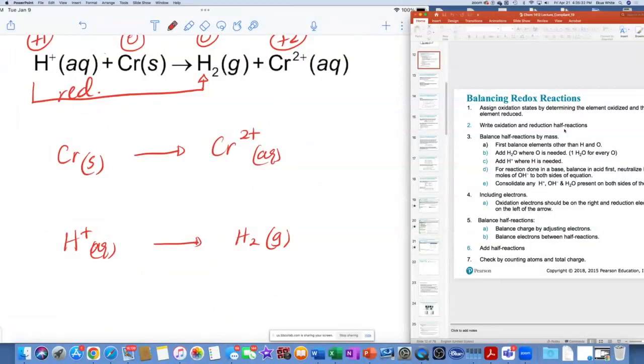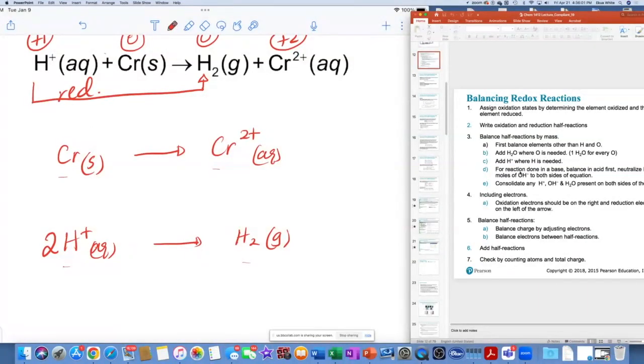So what do we have here? Oh, rule number 3, balance half reactions by mass. So check to make sure the non-hydrogen, non-oxygens are balanced first. Chromium is balanced. Hydrogen is not balanced. I'm going to double this here. Okay. Next one, add water where oxygen is needed. There's no oxygen needed here, so we can skip over that. Next one, add hydrogen where hydrogen is needed. Let's see. Do we need hydrogen here? No, hydrogen is actually balanced.